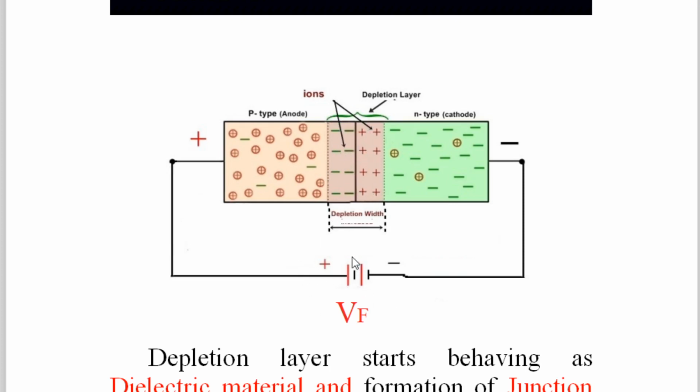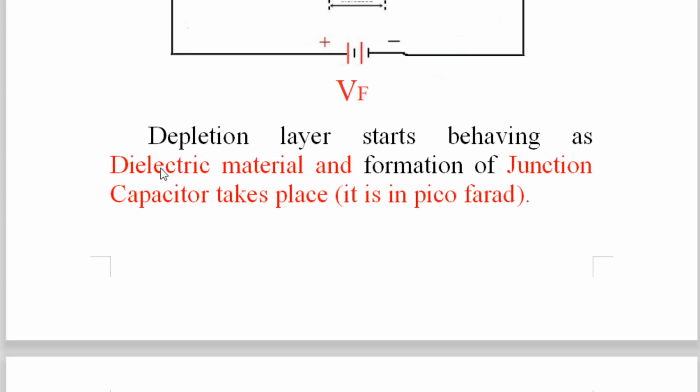Now when you forward bias the p-n junction diode, the current starts flowing. The conventional direction of flow of current is from positive to negative, and the actual flow of electrons is from the negative terminal of the battery to the positive terminal. Now let us try to understand here.